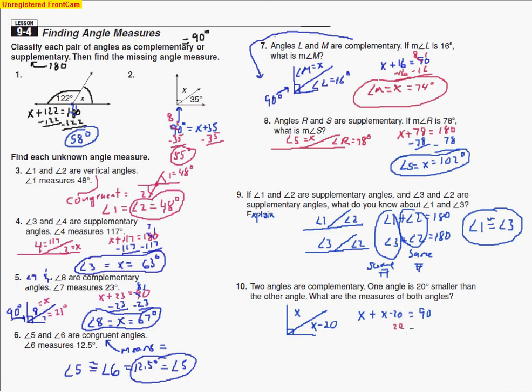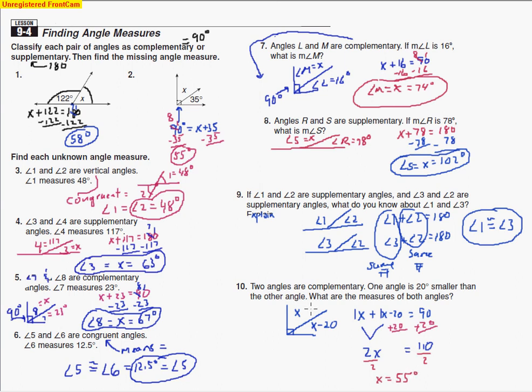So maybe add this 20 to both sides, and that would give me this x plus x. Now, what do you think 1x plus 1x is? Well, that would give me 2 x's. So 2x equals 110 degrees. Well, to find out what the value of x would be, I just divide by 2. And that would give me 55 degrees.